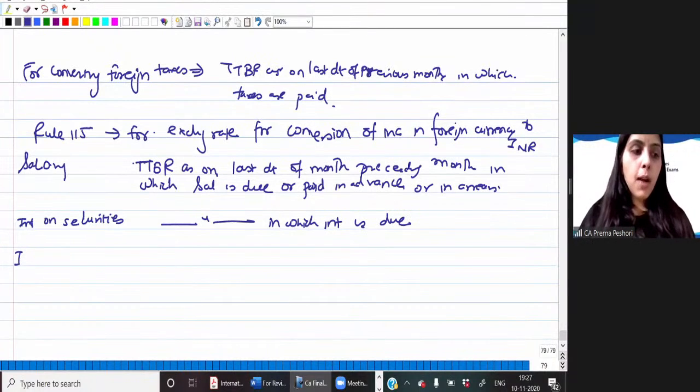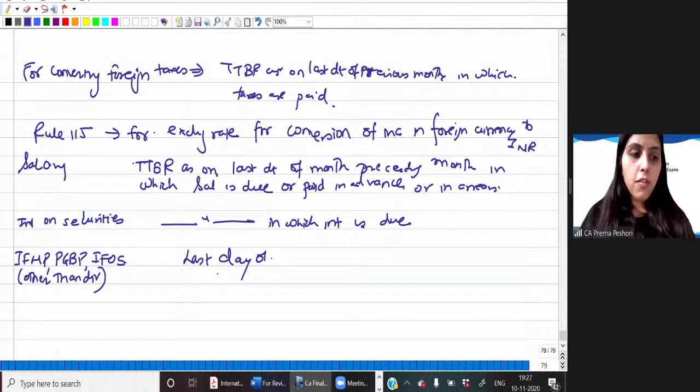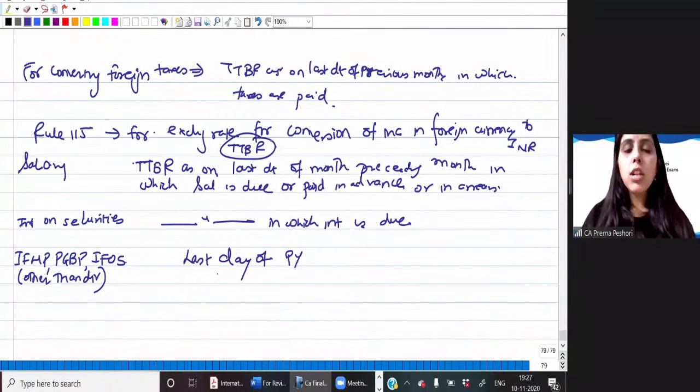For income from house property, PGBP, IFOS, other than dividend, TTBR as on the last day of the previous year. So for all, you have to take TTBR only. TTBR as on the last day of the previous year.